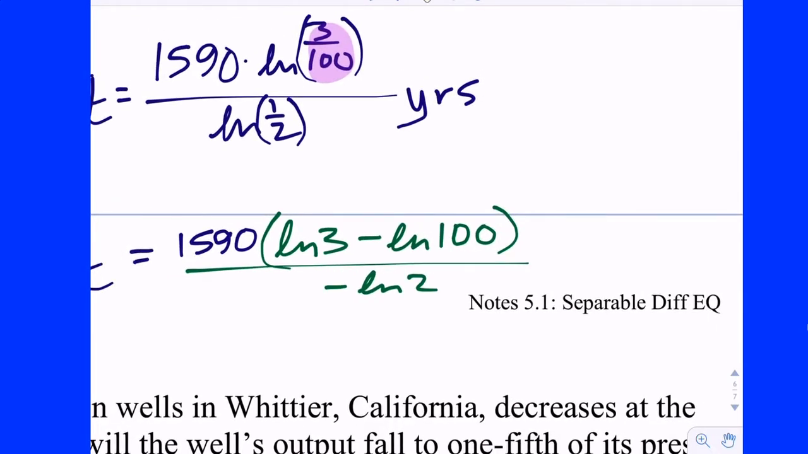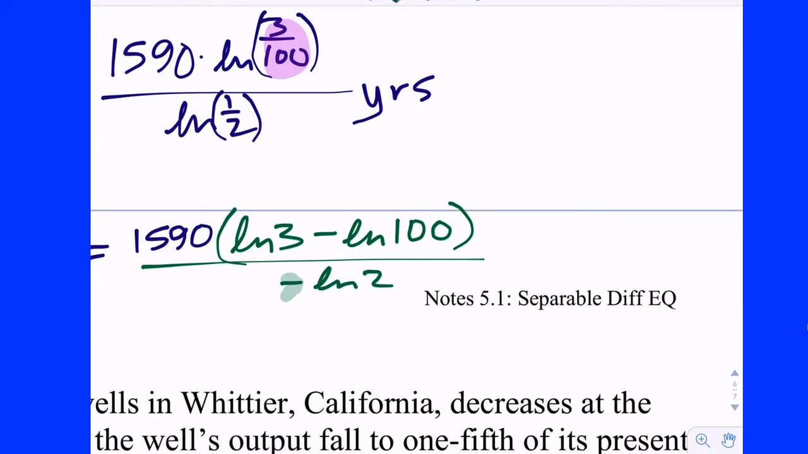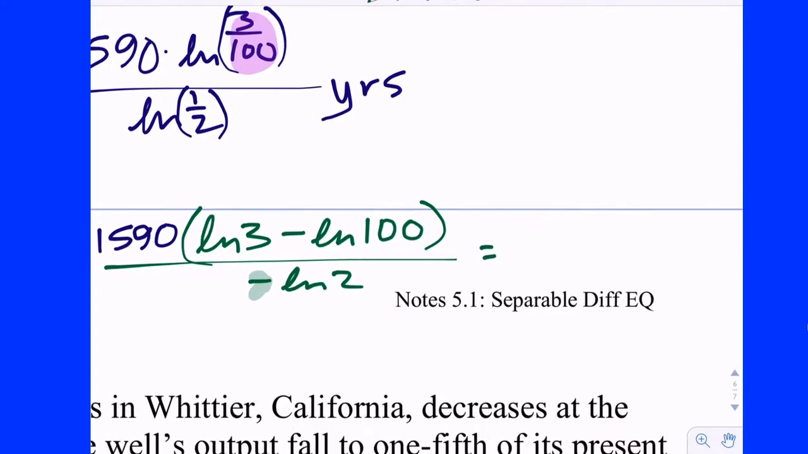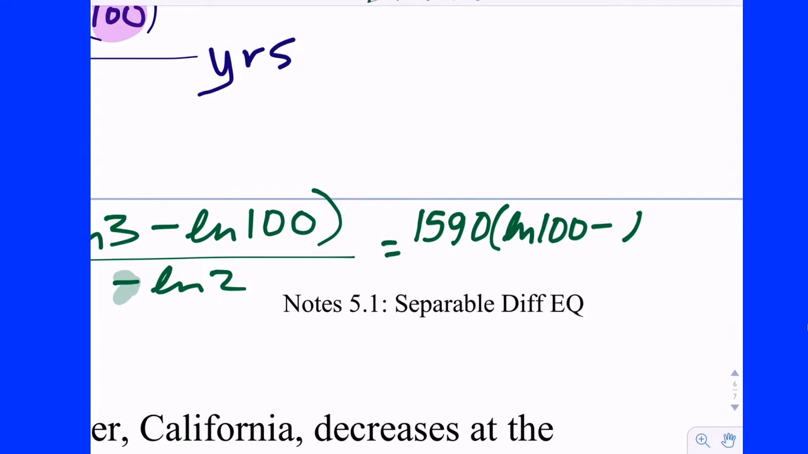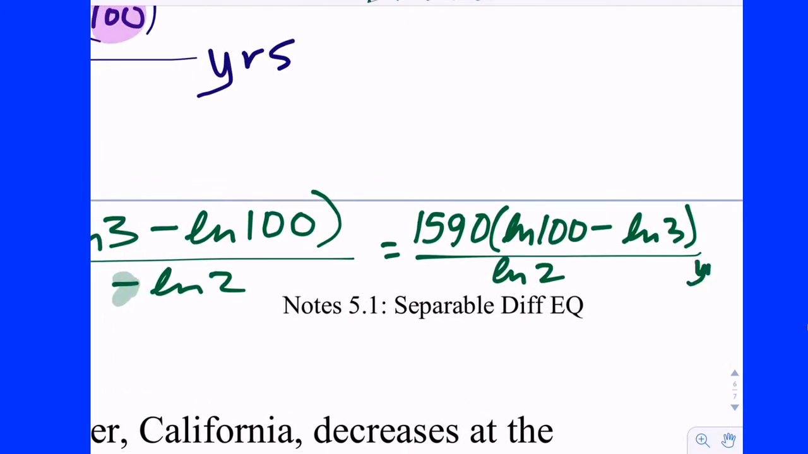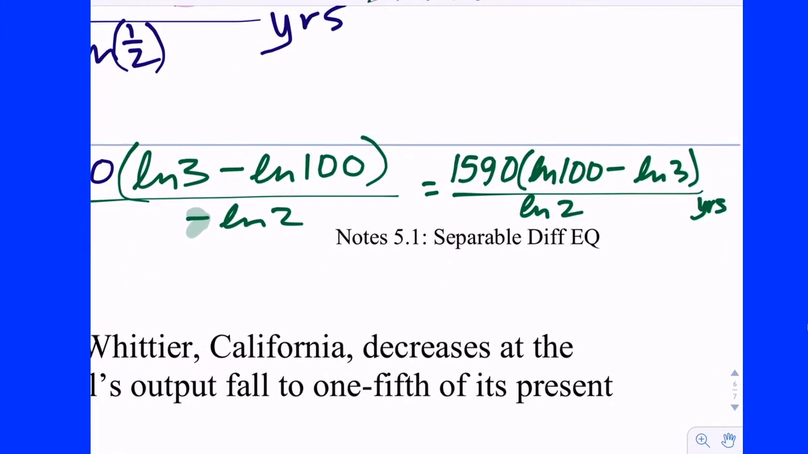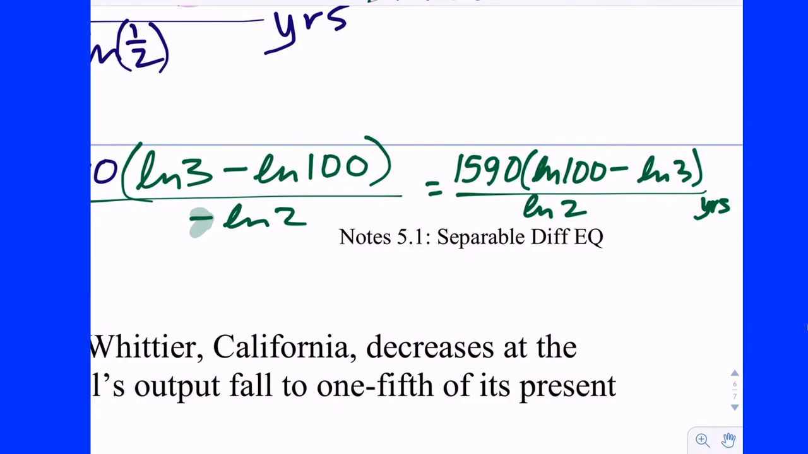All right, so what might they do? Here's what I can see them doing. I can see them taking this negative factor from the bottom and bringing it to the top. But instead of keeping it out in front of the 1590, I could see them doing what with it? Distributing it. So let's see what that would look like. It would be 1590 times, if I distribute the negative, both the signs would change. It becomes the natural log of 100 minus the natural log of 3 all over the natural log of 2. And then that would be years. That looks like a decent number right there. Relatively pretty, okay?